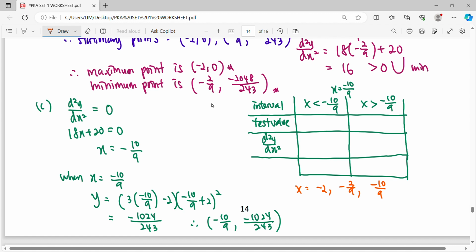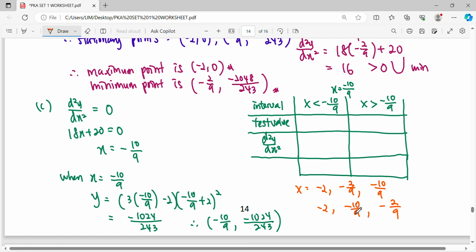If you rearrange these from the smallest to the biggest, the smallest starts with -2, then -10/9, then -2/9, correct? Correct. Then from part A and part B, we know that when x equals -2, here we have a maximum point. When x equals -2/9, here we have a minimum point. So now we have maybe an inflection point at -10/9.